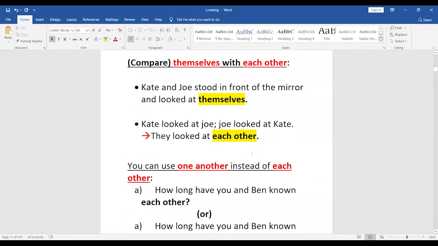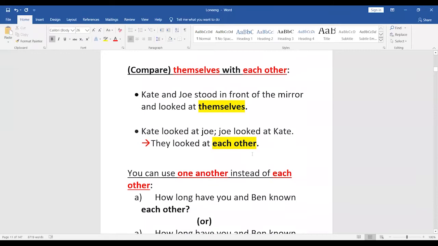Okay, now let's take a look at another example. Compare. You need to compare two words, themselves and each other, how you can use it and where you can use it. Okay? Take a look at this. Kate is the name of a lady. Kate and Joe stood in front of the mirror and looked at themselves. Two people are standing in front of the mirror, but they're not looking at each other, they're looking at themselves in the mirror. You get what I'm saying? So that is where you use themselves.